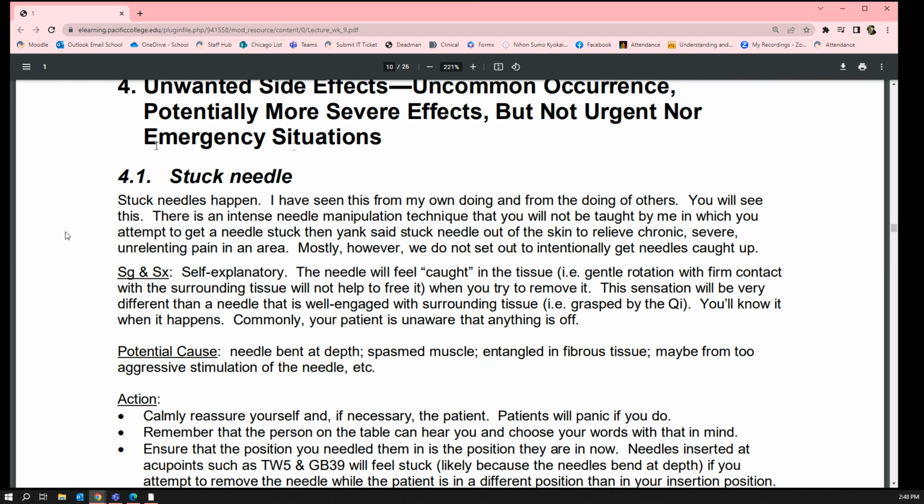So stuck needles. These definitely happen. Stuck needles happen. I have definitely gotten needles stuck. I have seen people with stuck needles. There are certain body areas that tend to have a higher likelihood of stuck needles. We'll learn a lot about that in needle tech. But this is definitely something that is going to happen.